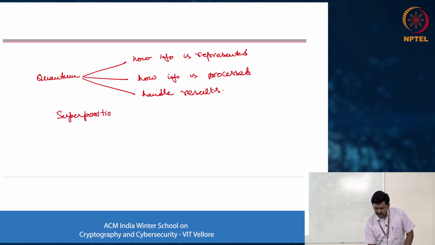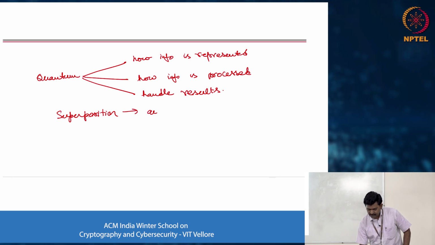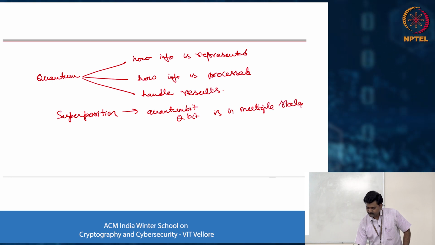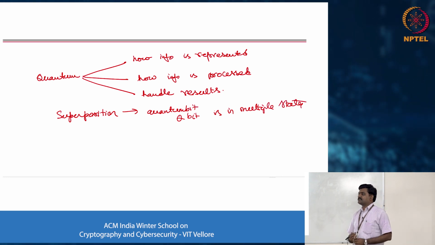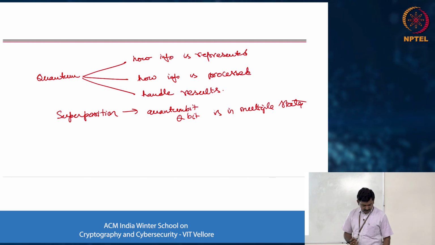What is meant by superposition? Superposition means a quantum bit, what is a quantum bit? A qubit is in multiple states. Whereas in the case of classical, what happens? You have only one, either 0 or 1, right?